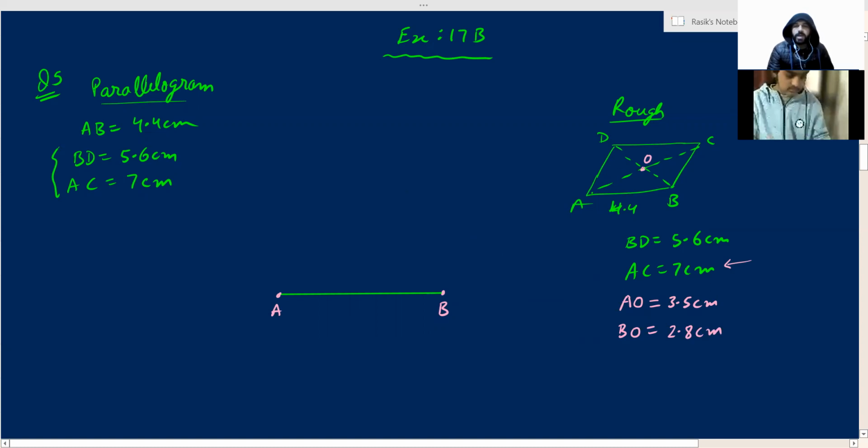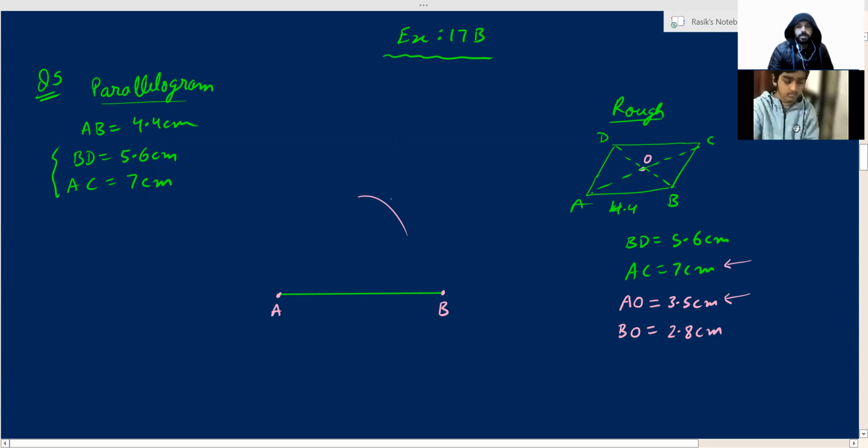Okay, now what? We will first find the point of intersection of the two diagonals, O. O is the point of intersection of both the diagonals. How to find it? Take the compass and measure 3.5 centimeters in the compass. Keep your compass at point A and draw an arc in this direction, somewhere here. Okay, 3.5.